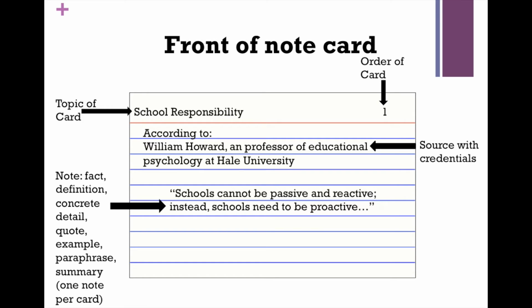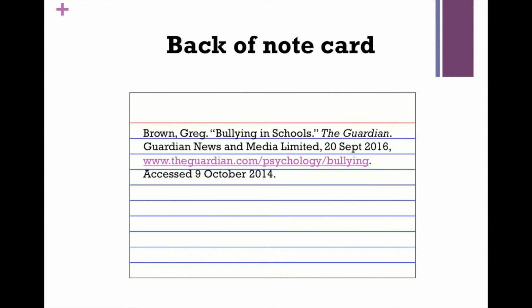Finally, there's the order of the card. In the upper right-hand corner, you'll have a number that shows you tentatively in what order you'll present your information. Since the number here is 1, this information would be presented first. Now that we know what goes on the front of the note card, let's look at the back.